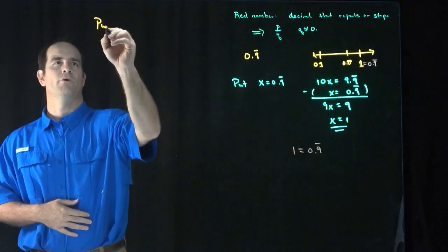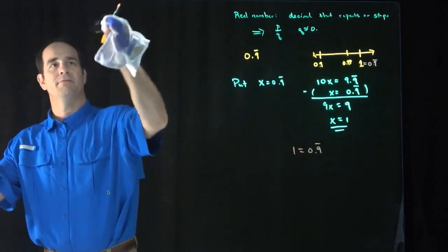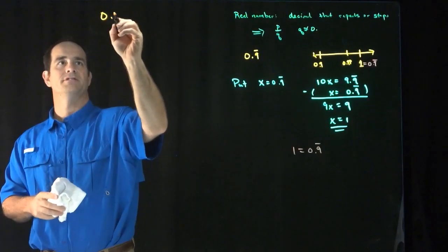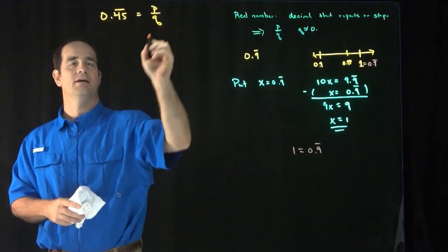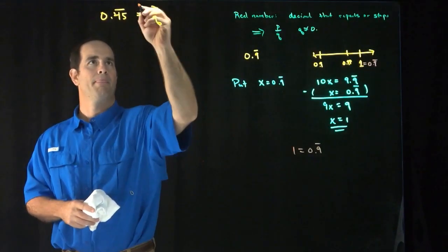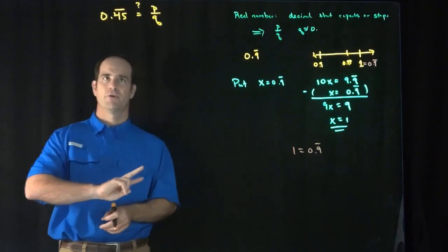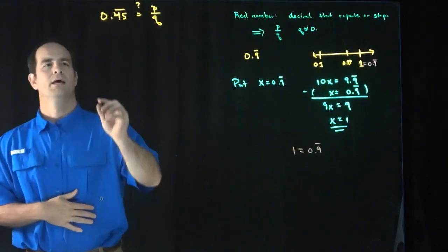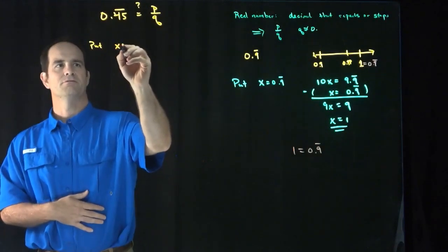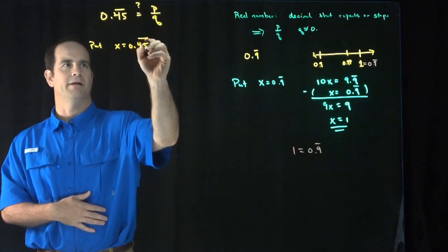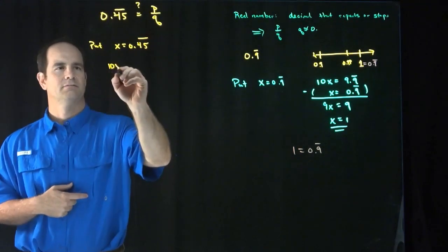So let's say we're given the number 0.45 repeating. How could I write that as a reduced fraction? How could I do that? I know that it's going to have to be able to be done since 0.45 is a repeating decimal, but what exactly are those numbers? Let's mimic what we did over here with 0.9 repeating. First, put x equal to 0.45 repeating. Think about multiples of x.